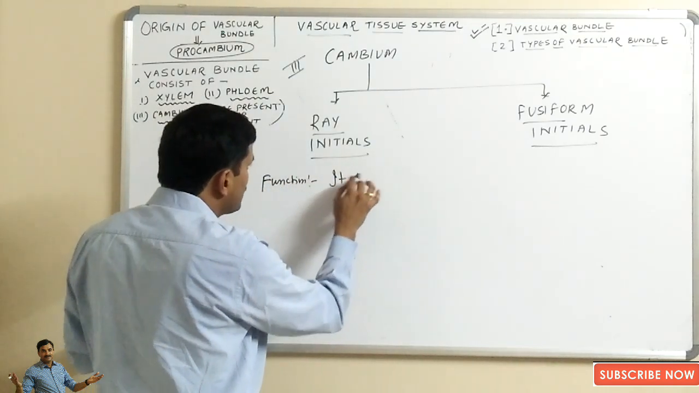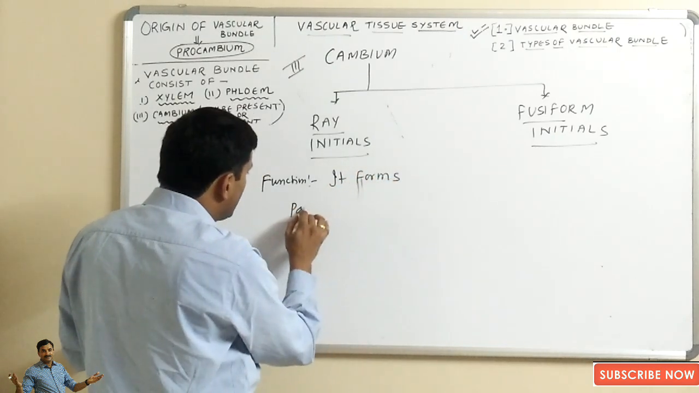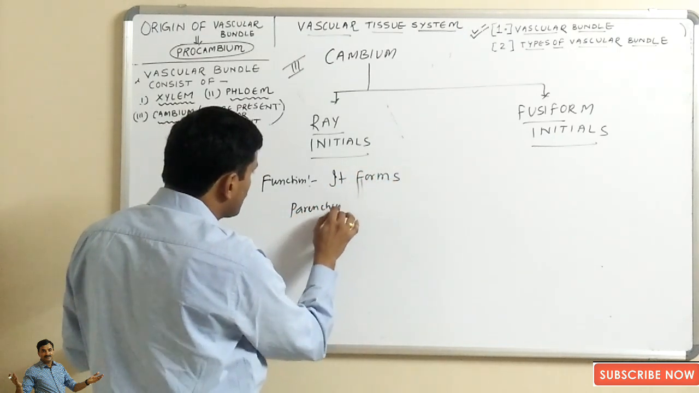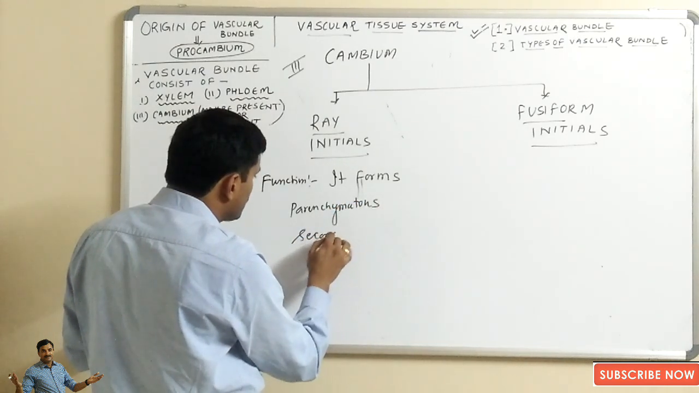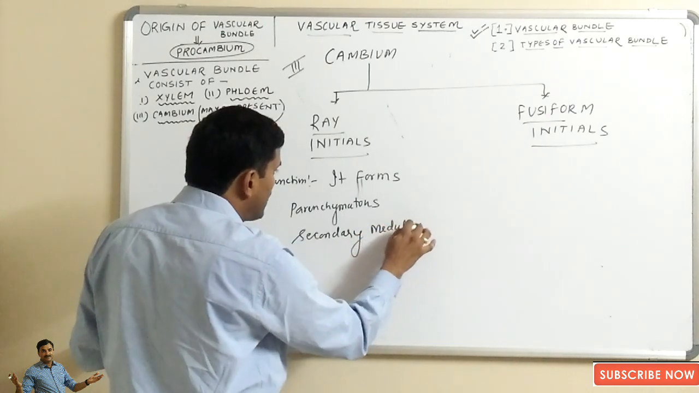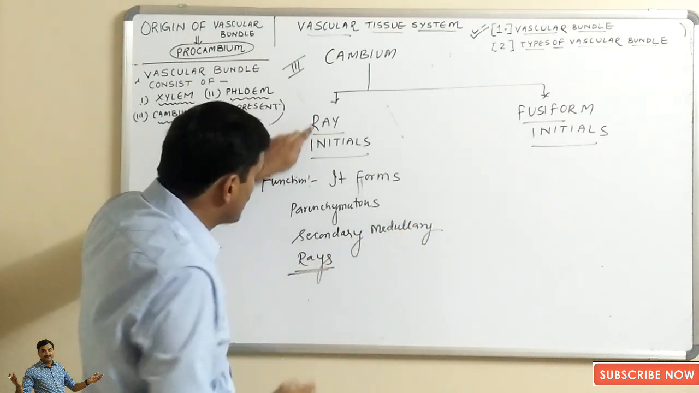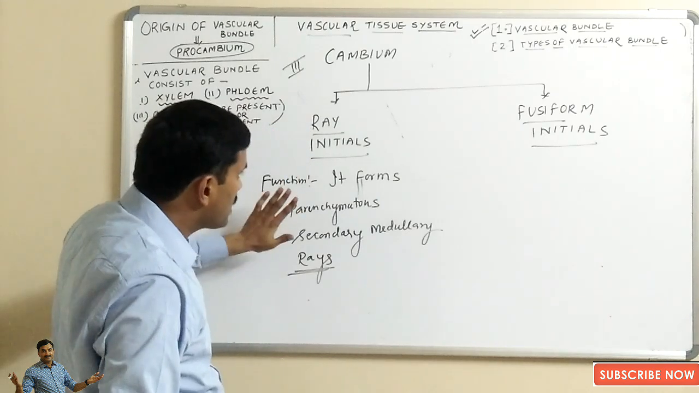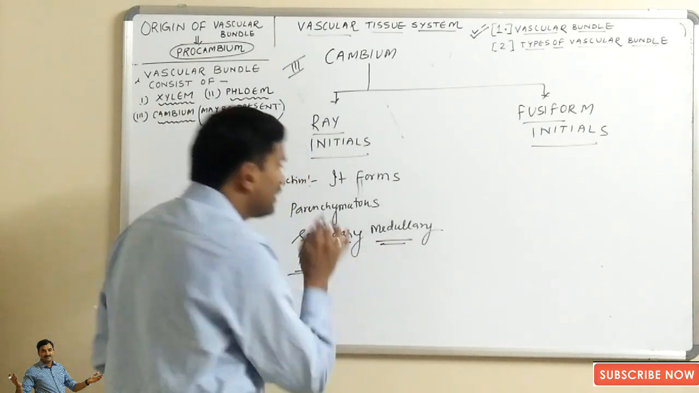It forms parenchymatous secondary medullary rays. Secondary medullary rays. That's why it is called what? Ray initial. Why is the name given ray initial? Because it forms the parenchymatous secondary medullary rays.